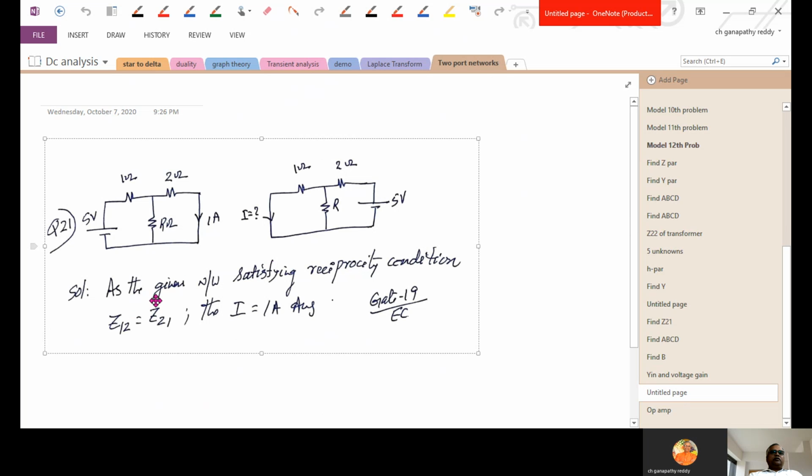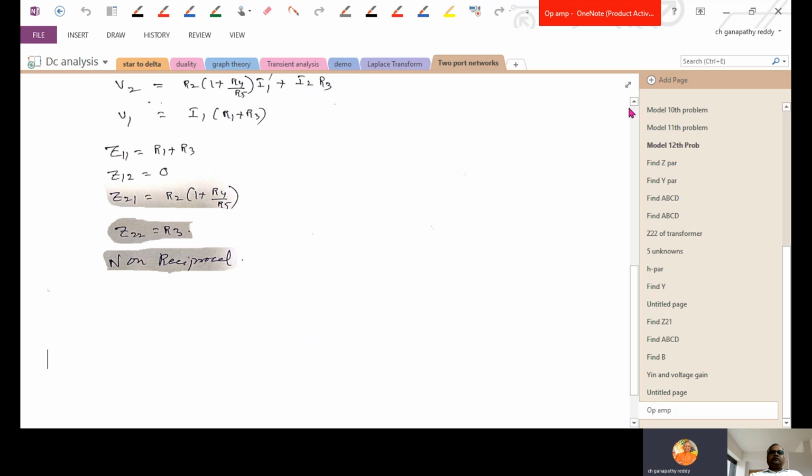Here, as the given network satisfies the reciprocity condition, Z12 equal to Z21, the I1 answer is asked. Using reciprocity theorem, when 5 volts is given, 1 ampere here. This side is 5. What is the current? 1 only. As simple as that. Such small questions also sometimes they ask.